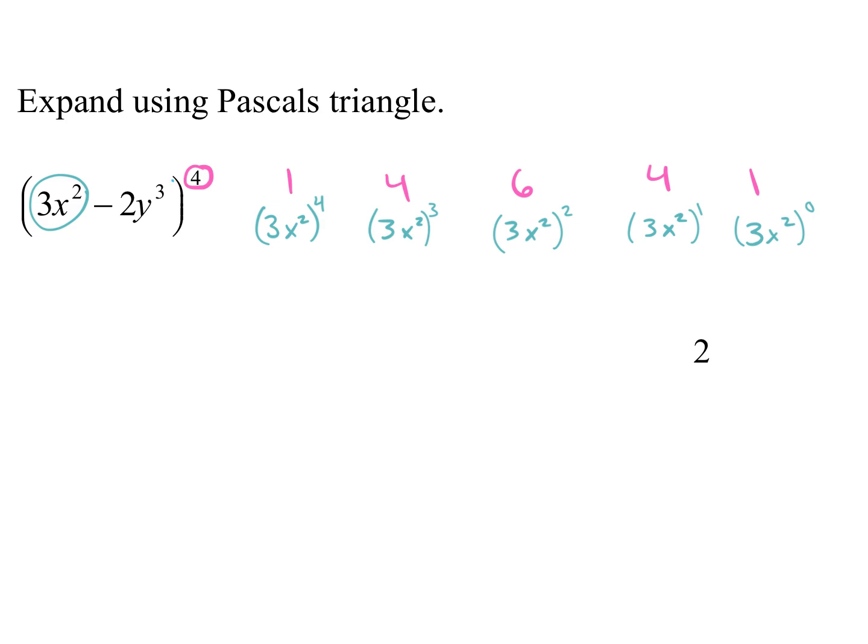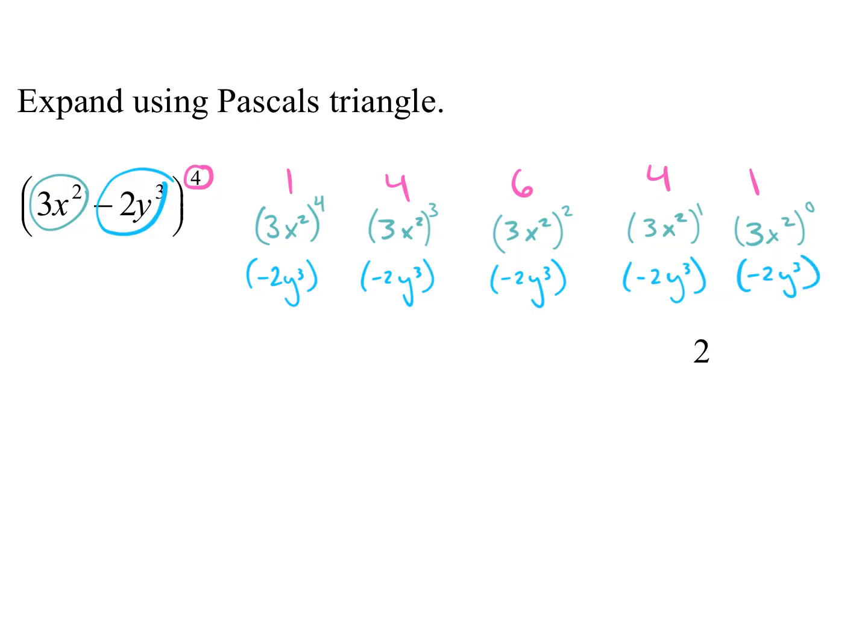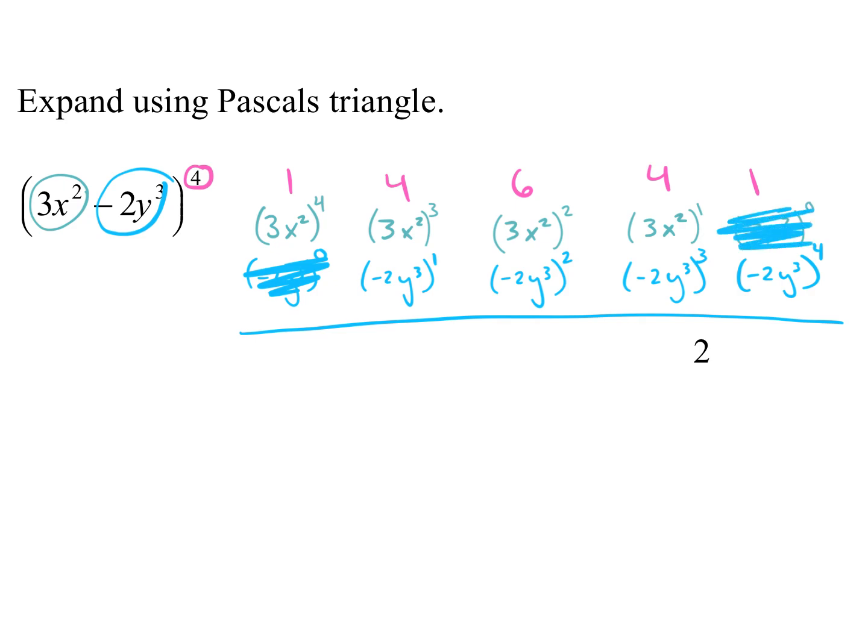Next row is going to get our negative 2y cubed. So negative 2y to the third power in each column. And we're going to start with which exponent? 0, and then go up from there. So it's the power of 0, 1, 2, 3, 4. I like to cross off the power of zeros, just get them out of the way. We know that anything to the power of 0 is just 1, so just get rid of it.